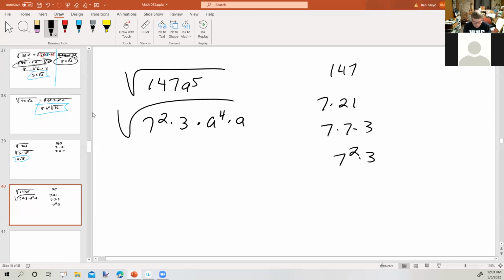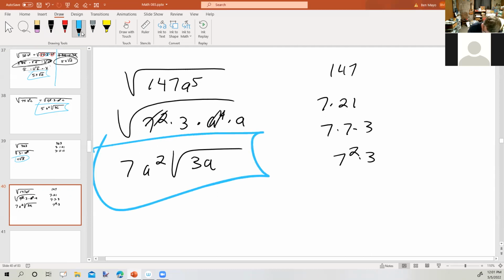Why did I break it apart like that? Because remember, I want exponents that are either matches of the index or multiples. Well, the highest multiple of 2 is 4, right? Because the 5 doesn't go in and I can't go on to 6. So now that's going to give me a 7 outside. That's going to give me an a squared outside, and I'm going to have 3a left over inside. Are you picking up what I'm putting down here? Are you getting this? Yes.